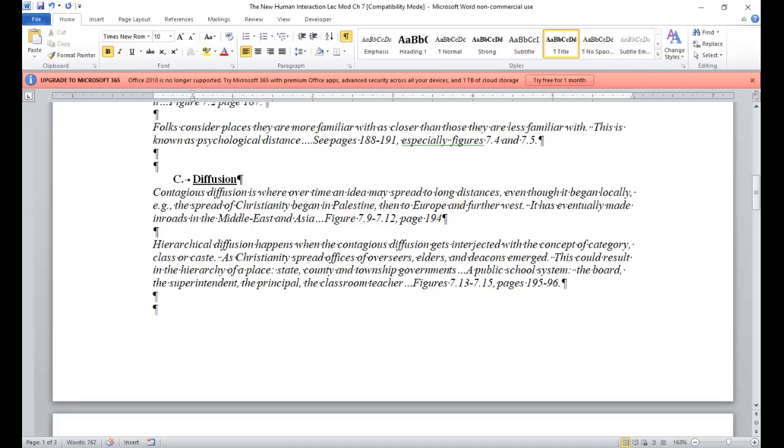And this could result too in a hierarchy of place. State or federal government, state government, county government, township government, a public school system. You've got your flow chart there, the school board at the top, superintendent, the principal, and your regular classroom teacher.